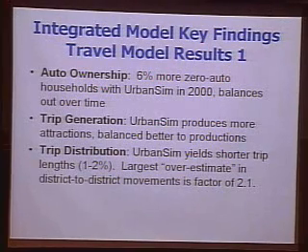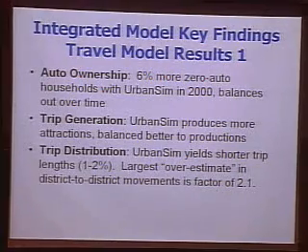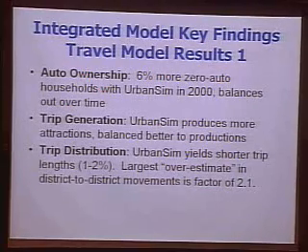In trip distribution, the average trip length is slightly shorter in UrbanSim. And in the district-to-district movements, the largest overestimate was a factor of 2.1, which is actually not as bad as I thought I would see. Most of them are actually fairly close, and you wouldn't expect them to be identical anyway.